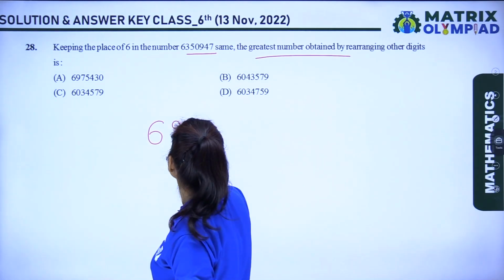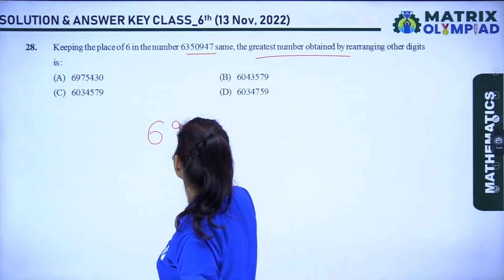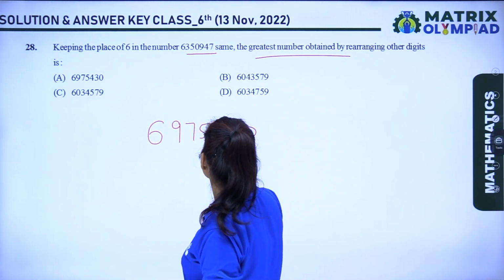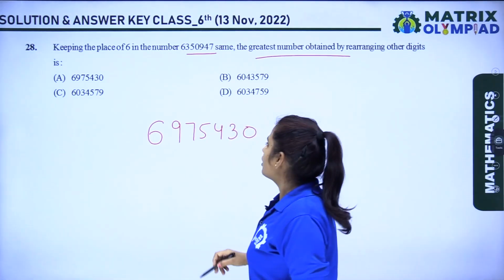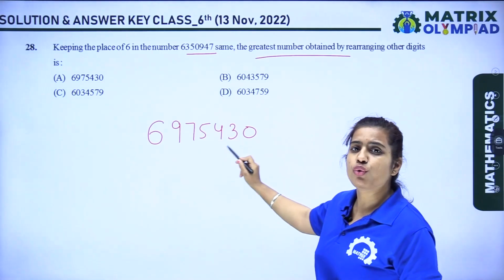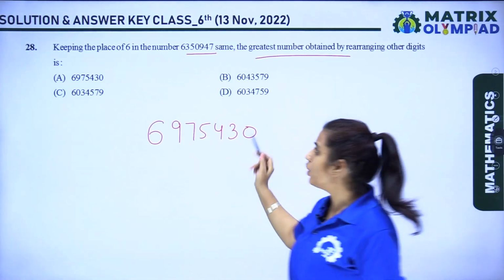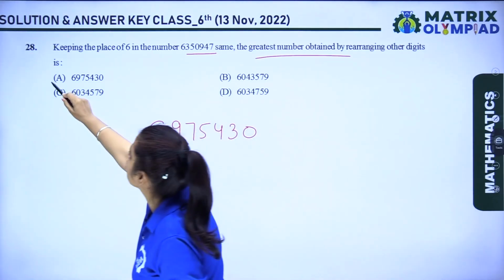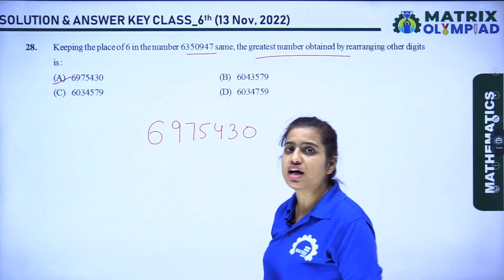So now the number is 69,75,430. Now according to the options, we can say that option A is the correct answer.